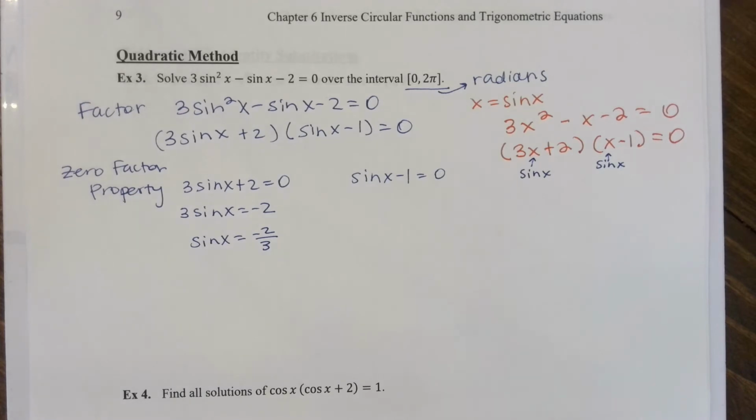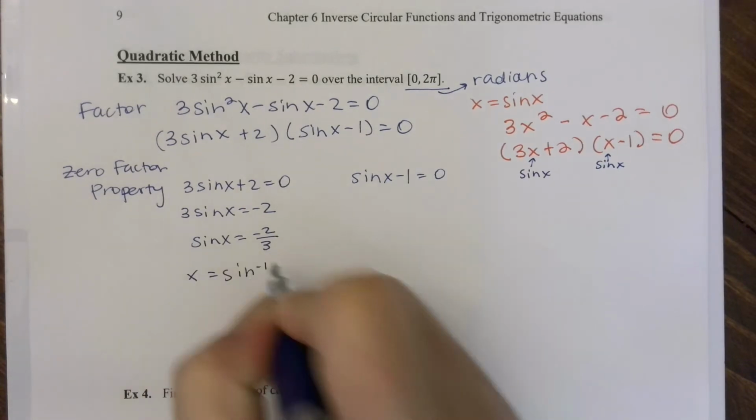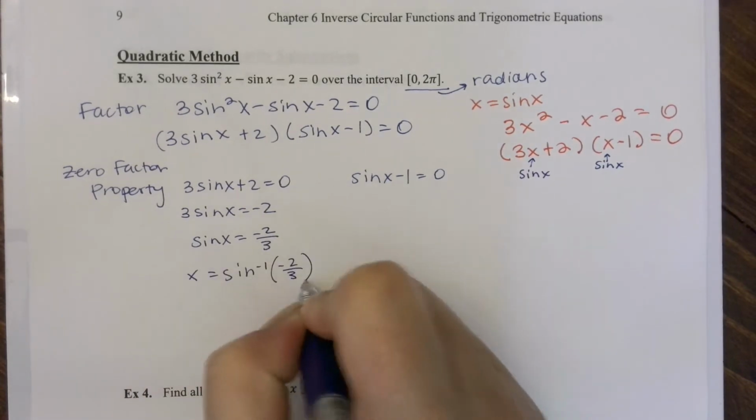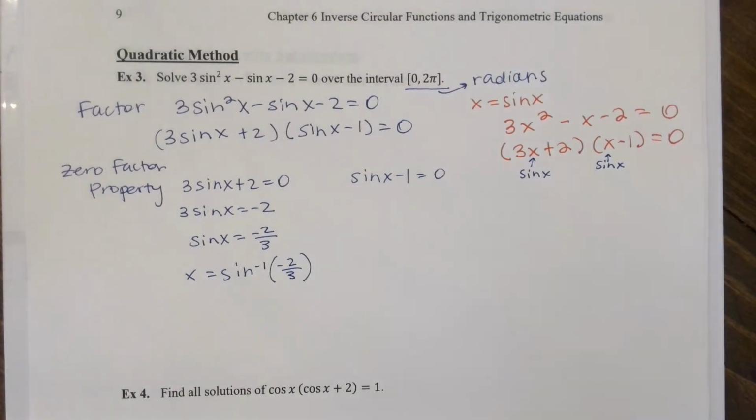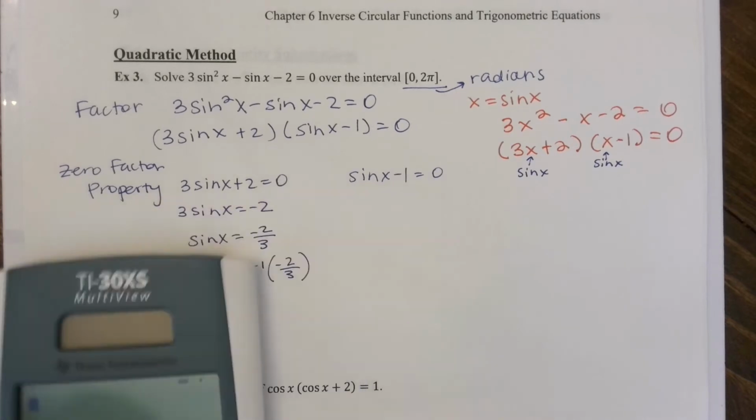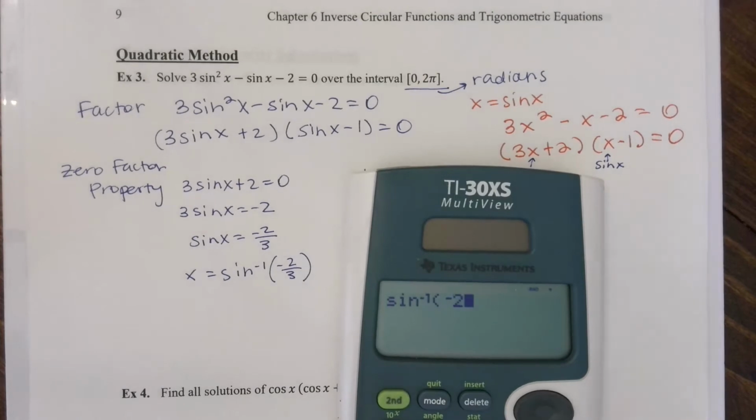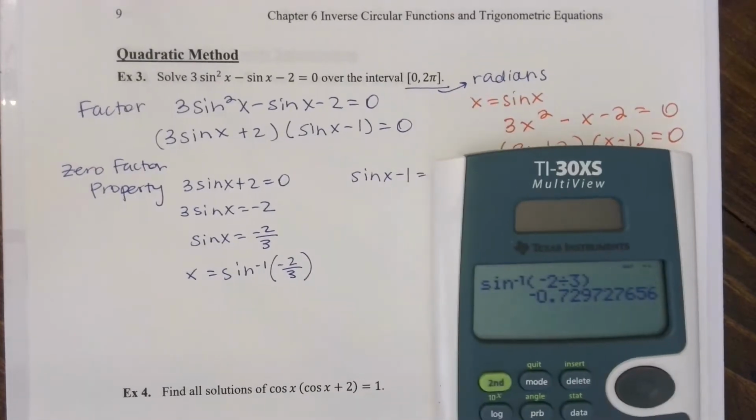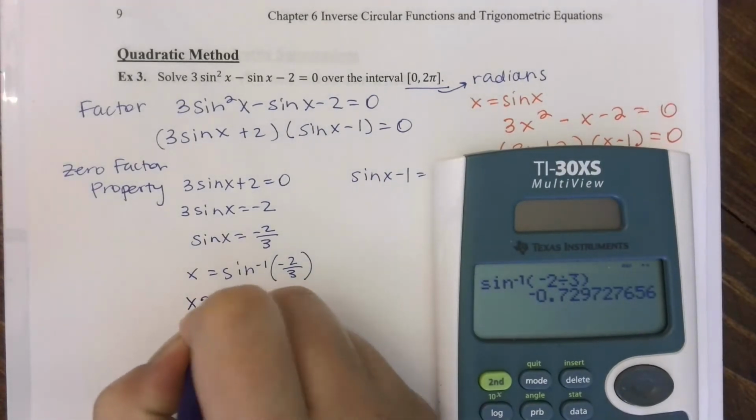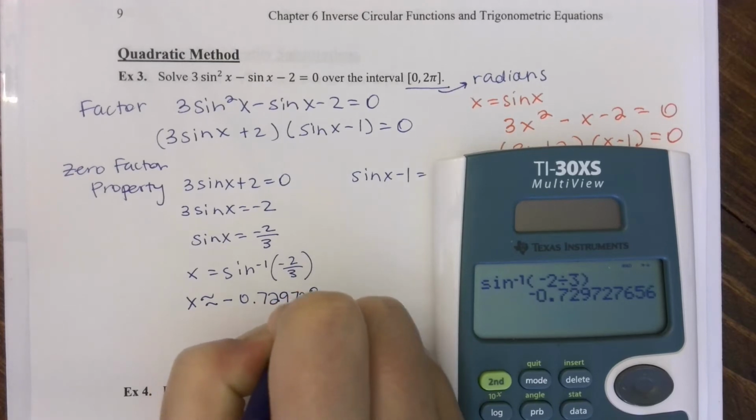Alright, so if we want to solve for x, we can use sine inverse. So x equals sine inverse of negative 2 over 3. Okay, so if I plug this in my calculator, change my mode to radians, so I have sine inverse of negative 2 over 3. It's going to give me negative 0.729728.